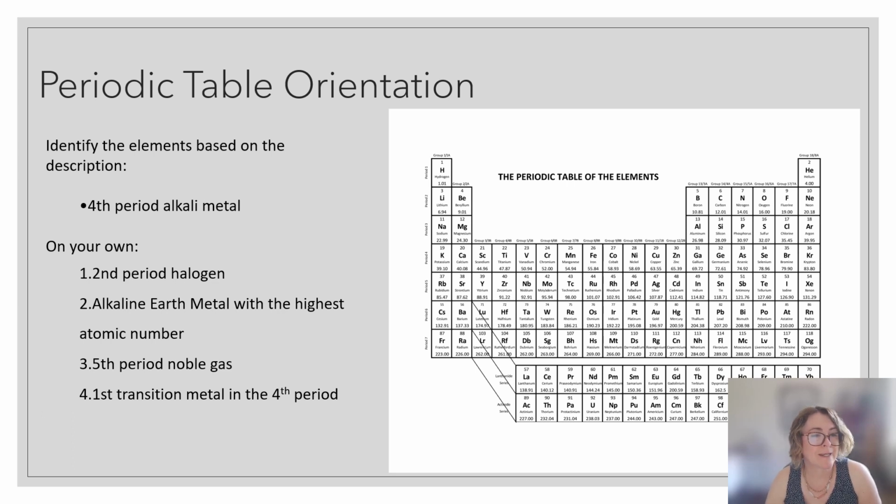Okay, so the first one we're going to be looking at together is the element that falls in the 4th period and is an alkali metal. So the first thing I'm going to do is count down the number of periods. So I have period 1, period 2, period 3, and period 4. Now because I know where the alkali metals fall, remember the alkali metals fall in that very first family, I'm going to go down to the alkali metal that falls into the 4th period, and we can see that it is potassium. So potassium would be the correct answer for that question.